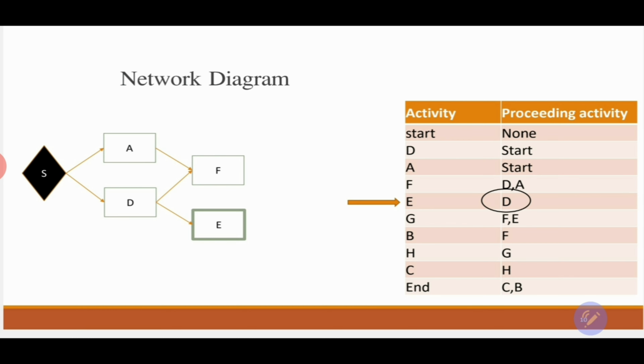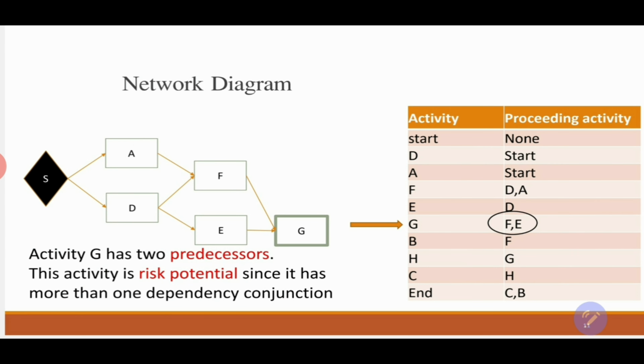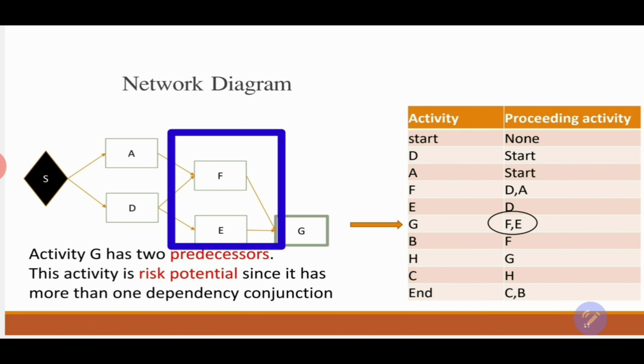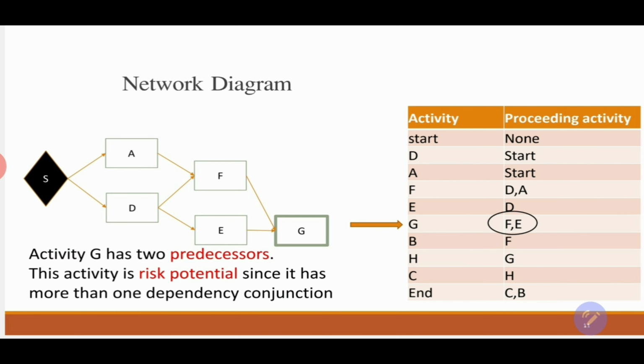It will be presented as a parallel activity to activity F, and it will be the successor of the predecessor D. The activity to follow is activity G. And if we look into the preceding activity, we will find that G has two predecessors, which are activity F and activity E. Again, it's considered to be a risk potential activity. Why? Because it has more than one dependency conjunction.